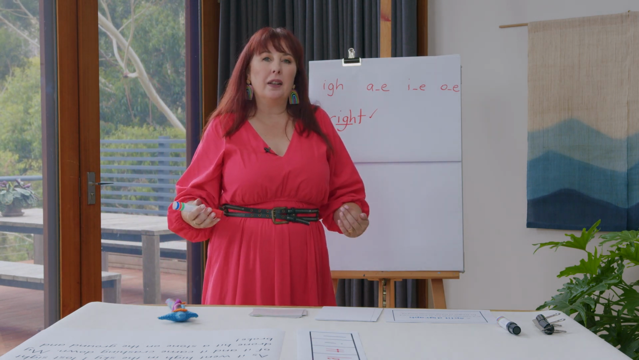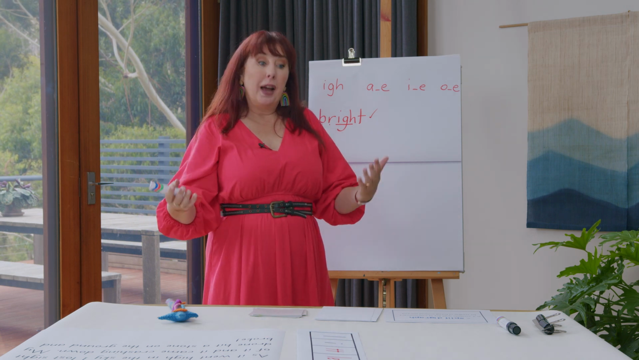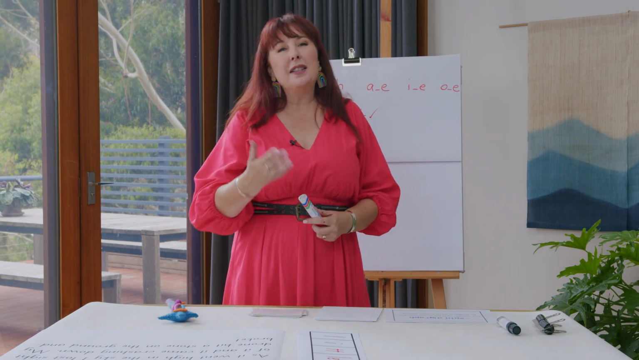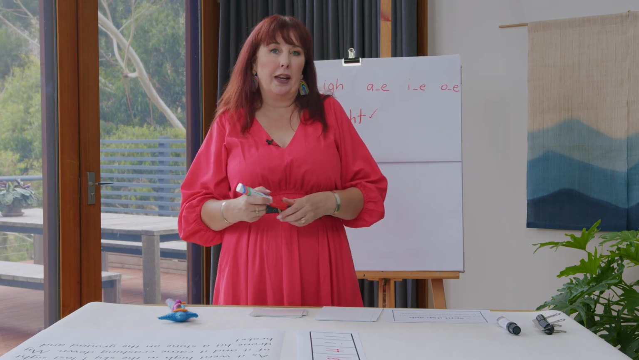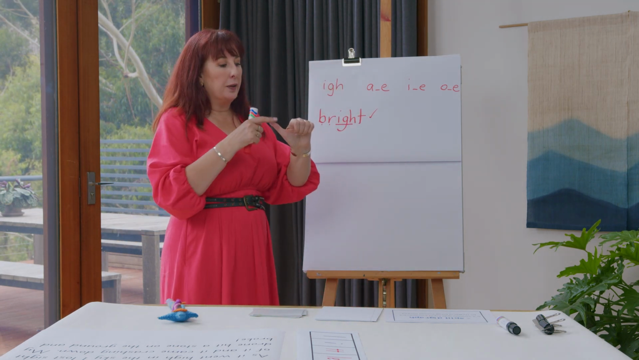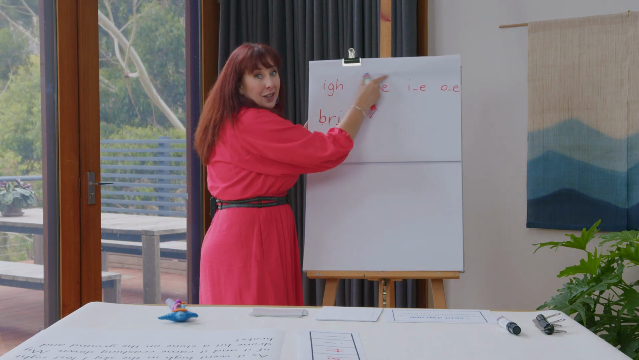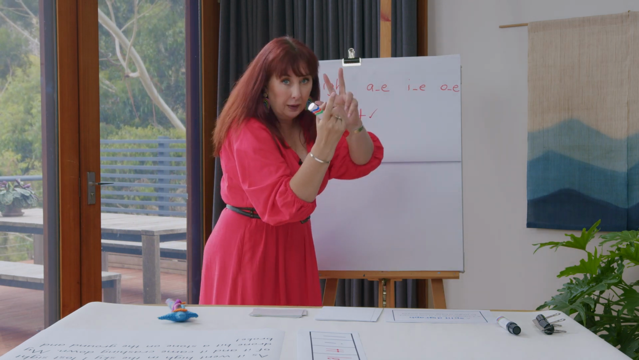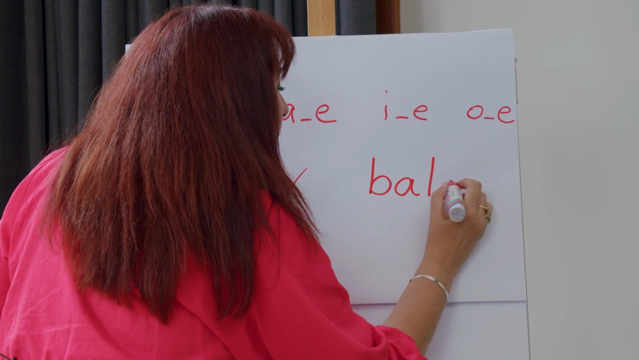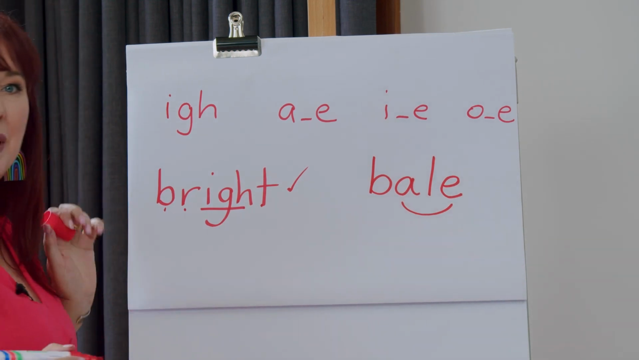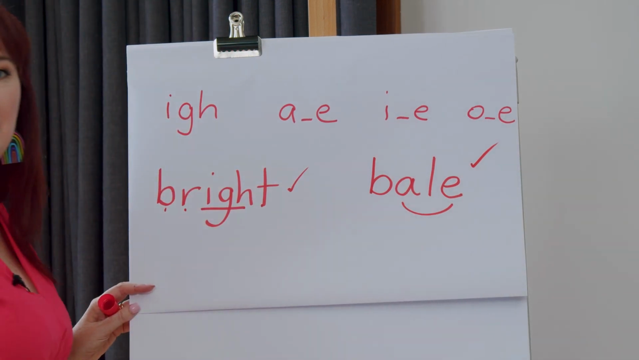Our next word is bail. Say bail with me. Bale is a homophone, so there's a couple of different meanings. The bale I'm talking about today is a bale of hay that a farmer might have to feed the cattle. Let's say the sounds. B-A-L. This is the only one we're practicing, so this is the one we need. Did you remember your split digraph? If your bale looks like my bale, give yourselves a tick.